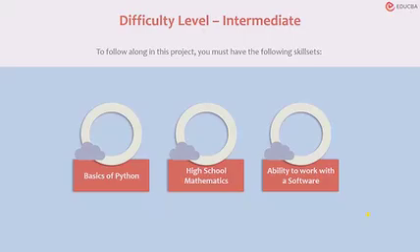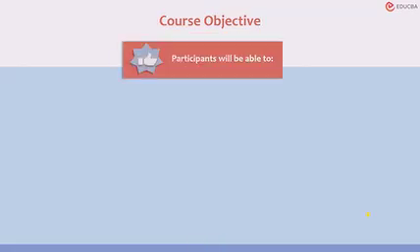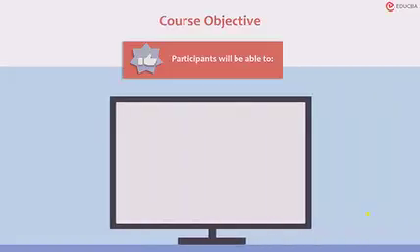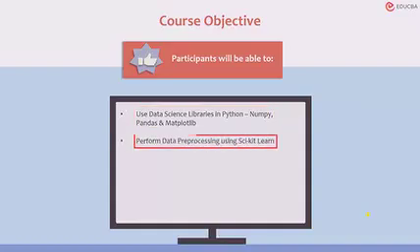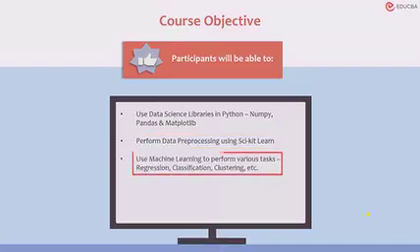The main objective of this course is that we want the participants to be able to write the code in Python programming language, and not just write the code, but also use the data science libraries in Python, which are nothing but NumPy, Pandas, and Matplotlib. Along with that, perform data pre-processing using the scikit-learn library. And most importantly, the participant should be able to perform machine learning for various tasks, that is regression, classification, clustering, dimensionality reduction, and so on.